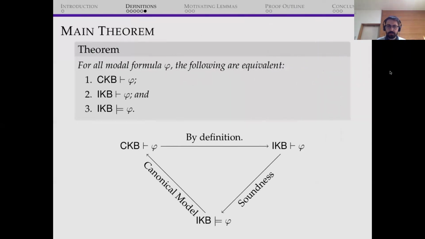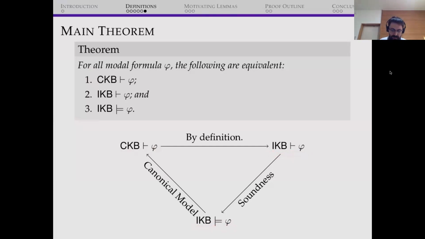And okay, with all the definitions, I can state precisely what the main theorem is and what the proof is. Essentially, we show that for any formula, these three are equivalent. So if CKB can prove some formula, then, since IKB is by definition just CKB with more formulas, we can prove the formula in IKB. If we can prove something in IKB, then it's going to hold on all IKB models. This is more or less standard. You just need to check everything. I think this is even in the PhD thesis of Alex Simpson. We're not going to talk much about it today.